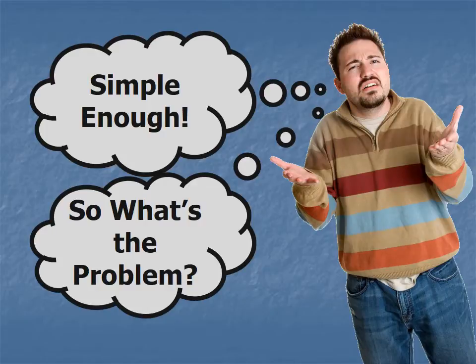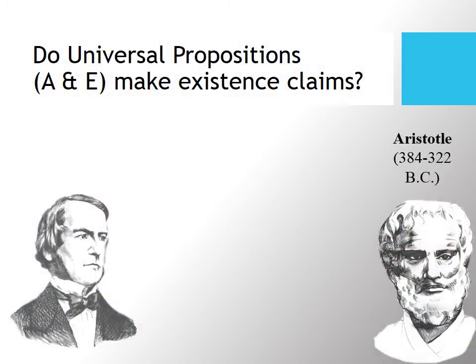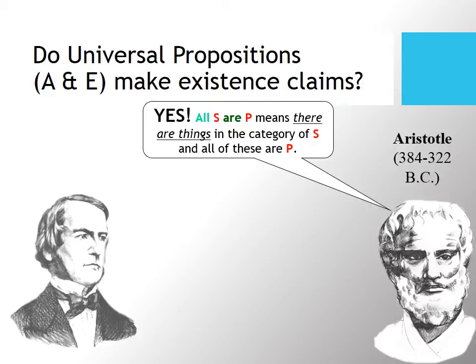Now, that may all seem simple enough, but actually it hides a very important logical problem that I'm going to discuss in some detail here. What Aristotle and Boole disagreed about was whether or not universal propositions, that's the A and E sentences, made existence claims. For Aristotle, it's a definite yes. For him, if you say all S are P, that means there is something in the category of S, and all of those are P.